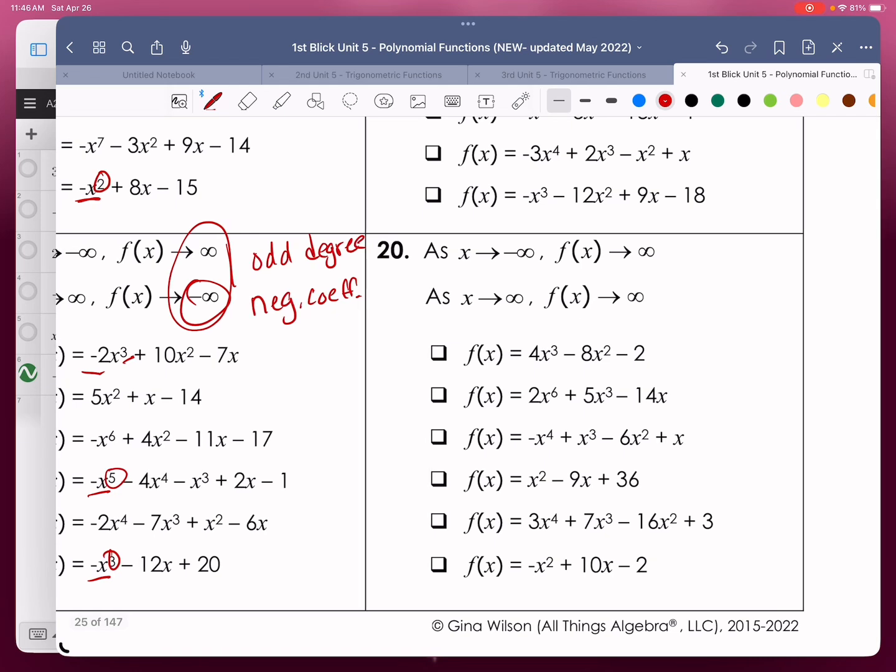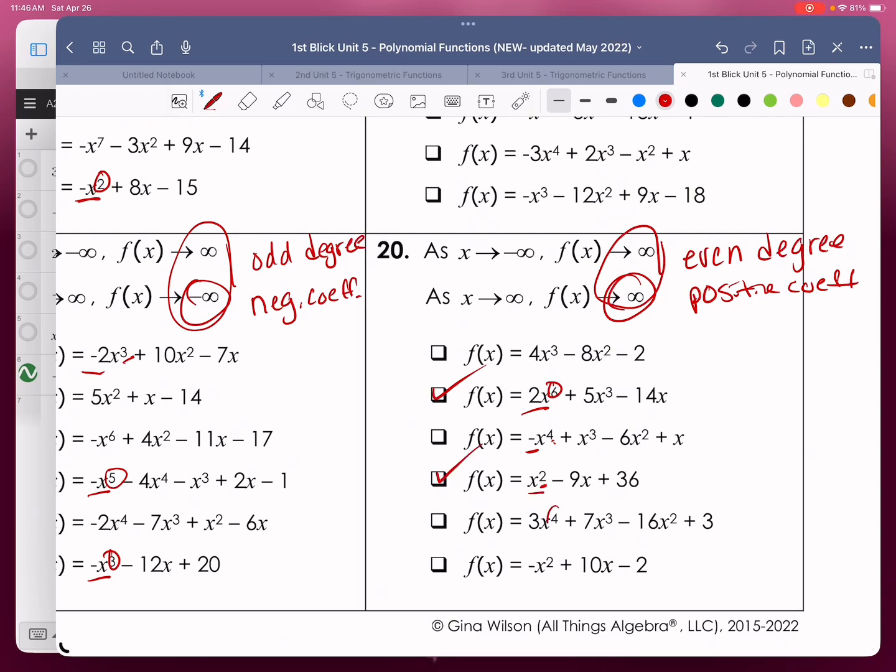Last but not least, both of them go the same direction, so that tells you your degree is even. And your last one is positive, so that tells you that your coefficient is positive. All right, so let's find an even degree and a positive coefficient. Well, here's one. And this one's even, but it's got a negative. This one's even and positive, so it's possible. This one's even and positive, so it's possible.